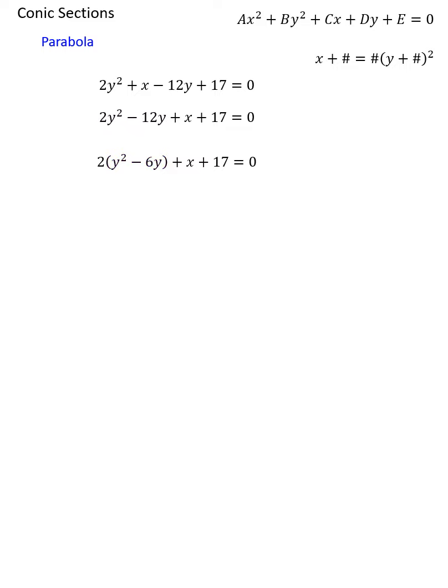Reason? If the lead coefficient is factored out, I can do the completing the square process on what's in the parentheses only. And it's going to end up being a monic trinomial when I complete the square. And so I prefer to factor out the lead coefficient just to make the math a little easier.